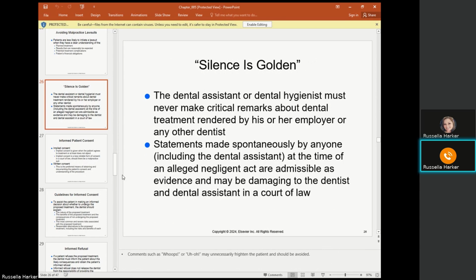So you want to refrain from saying things like uh-oh or oops. Those things unnecessarily frighten patients. They make them feel that you've made a mistake or the doctor's made a mistake and that something is wrong. So silence is golden. We need to be quiet unless we're being productive and positive.